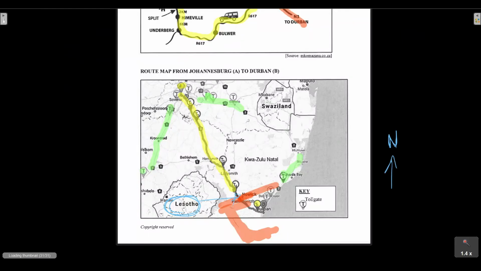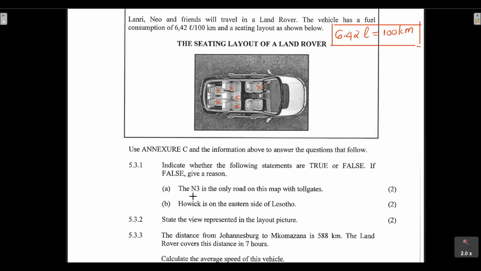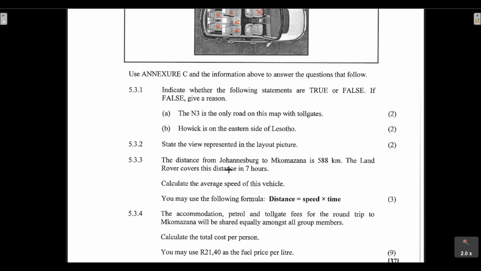All right, so let's have a look at the next question. Question 5.3.3. The distance from Johannesburg to Nkomazana is 588 kilometers. The Land Rover covers this distance in 7 hours. Calculate the average speed of this vehicle. So how fast is this vehicle on average traveling? Then we are given a formula that we need to use, which is distance is equal to speed times time.